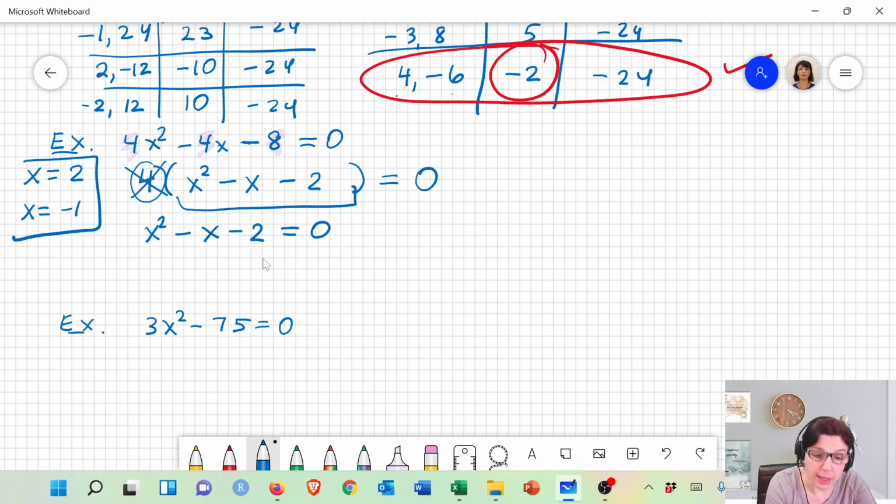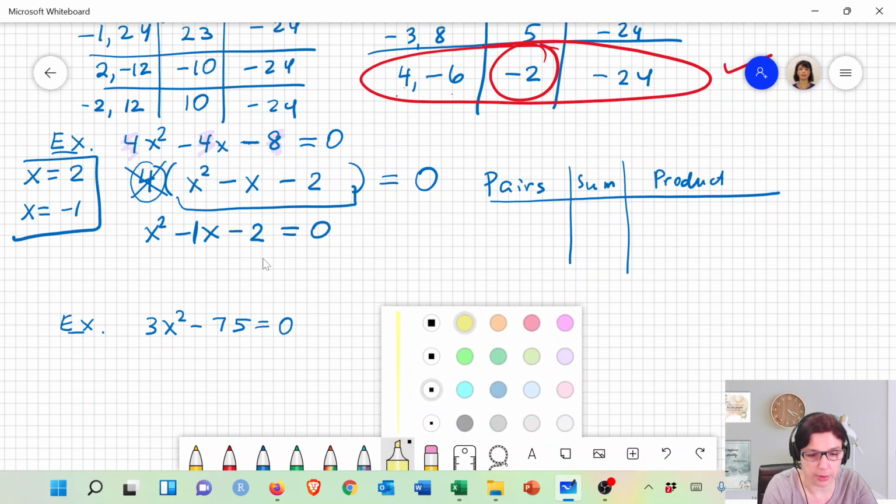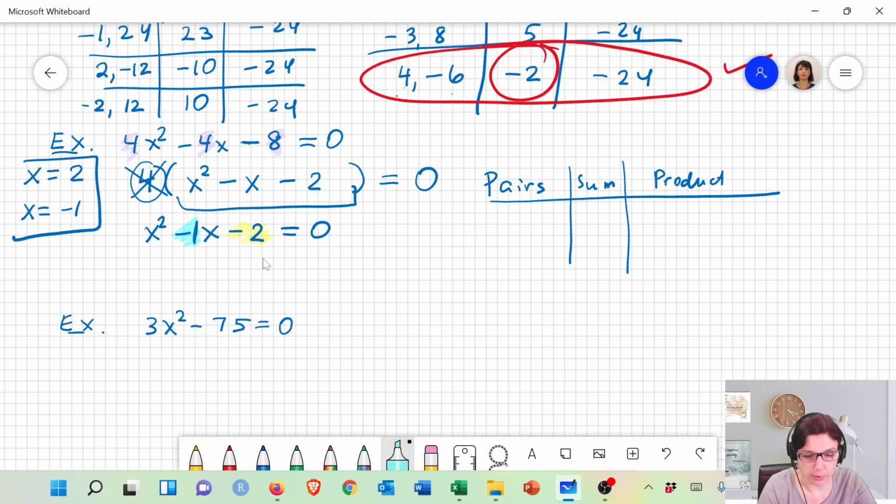Now you've got a trinomial to factor. Notice how x does not have a number in the front, but I can always insert a 1. So I'm going to create my table with the pairs of numbers. Here I will have a sum, and here I will have a product, right? They should always multiply to the single number over here and add to the number right here, right? So I know that the product should be -2.